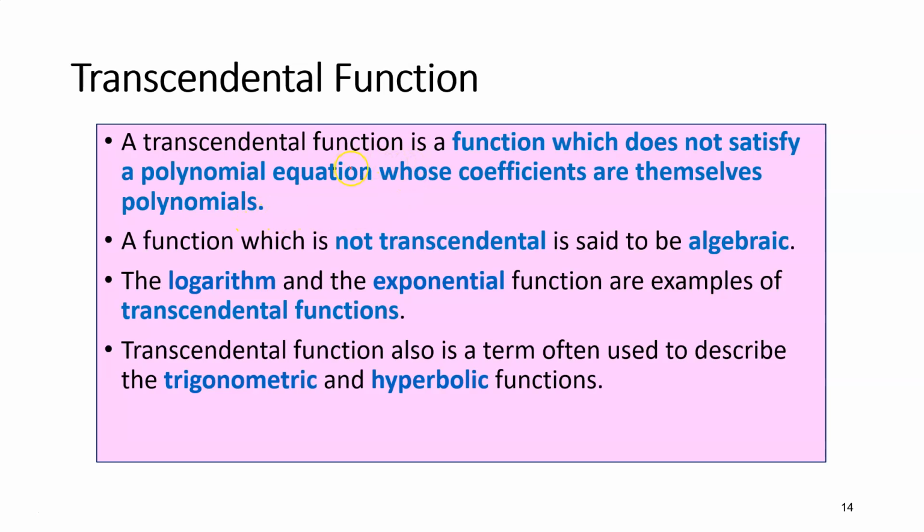That is what it means. A transcendental function cannot satisfy a polynomial equation. A function which is not transcendental is said to be algebraic, because the polynomial equation is actually algebraic. That is why, if a function is not transcendental, it is algebraic. The logarithm and the exponential function are examples of transcendental functions. The term transcendental function is also often used to describe trigonometric and hyperbolic functions.